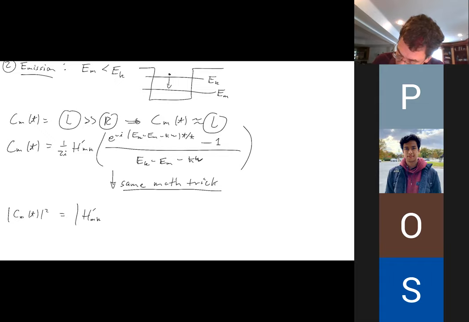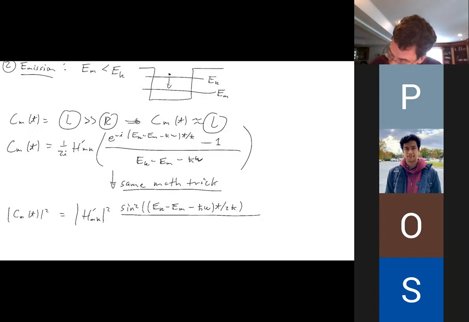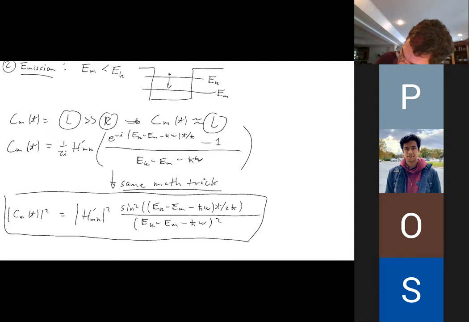the matrix element squared times sine squared of (Ek minus Em minus h bar omega) times t over 2h bar, divided by (Ek minus Em minus h bar omega) squared. Okay, and so this then is the probability to emit a photon and to fall down in energy.